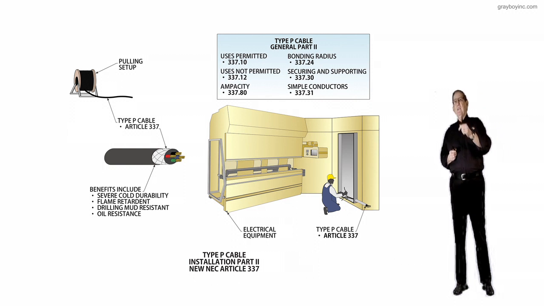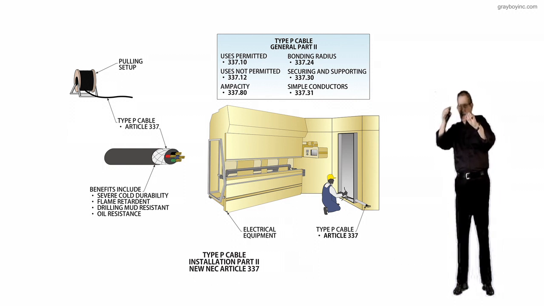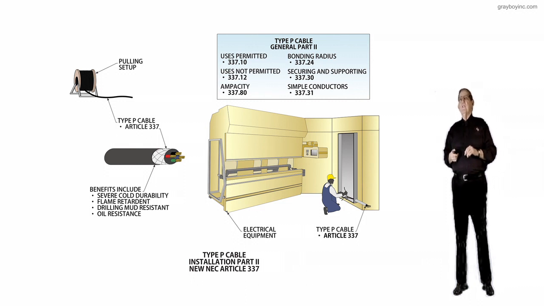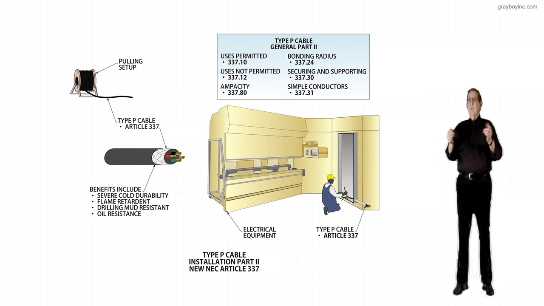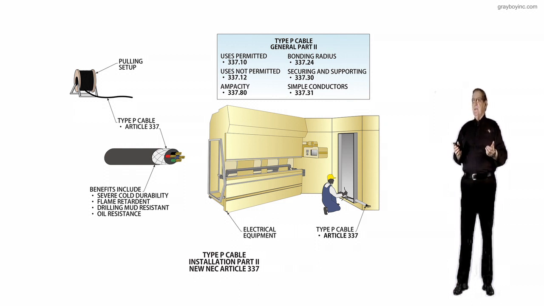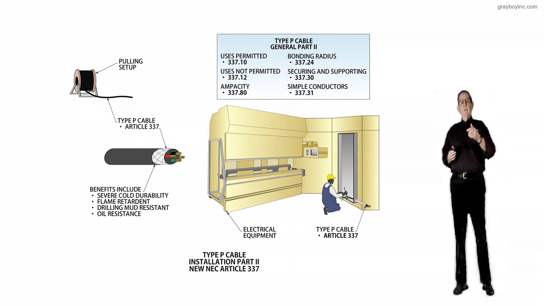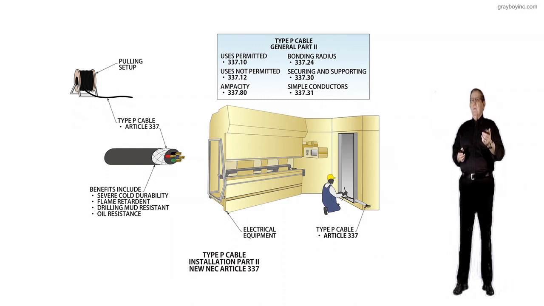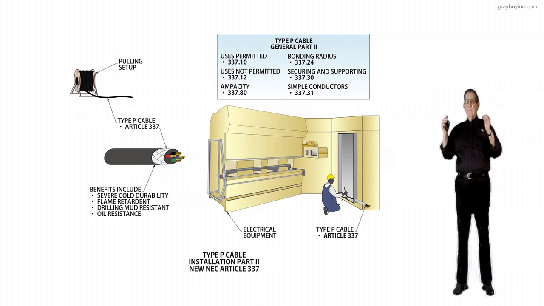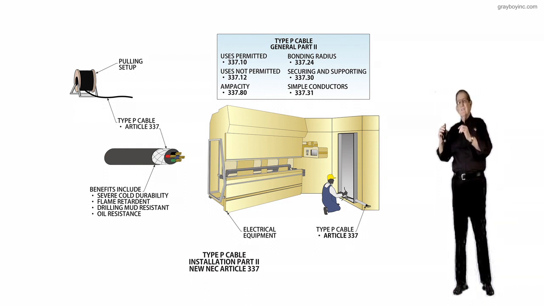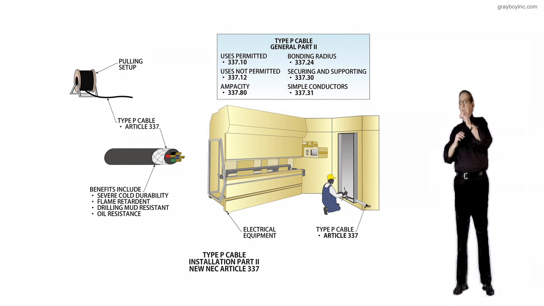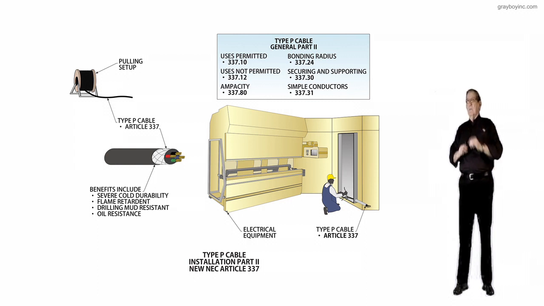Now, bending radius, how much of a radius we can bend the cable, is in 337.24. And notice again, the securing and supporting is always .30. So 337.30 deals with securing and supporting cable, just like 320.30 is for AC cable, 334.30 for non-metallic sheath cable. So notice all these cables that we use now, we're getting the sections to match instead of being different, where it's a lot more confusing, mainly for the installer.